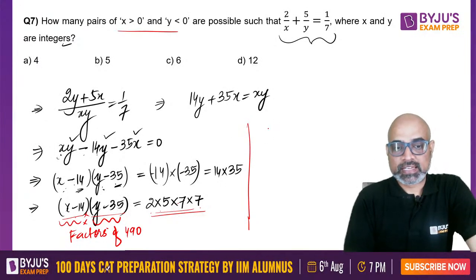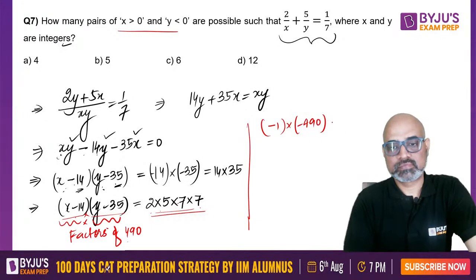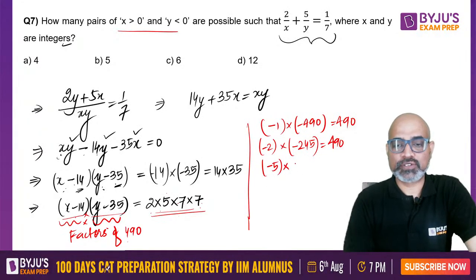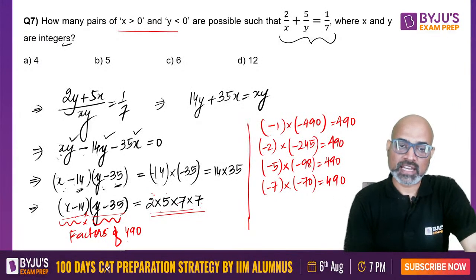So, can I write 490 as minus 1 into minus 490? This is 490. Can I write this as -2 into 490 का half हो जाएगा -245. This is equal to 490. Then I can write -5 into -98 is equal to 490. I can write -7 into -70 is equal to 490. Right? So what I am doing, I have taken 1, then I have taken 2, I have taken 5, I have taken 7.